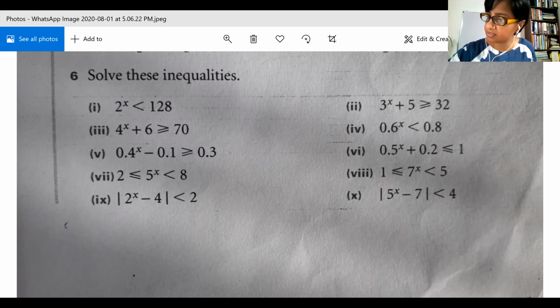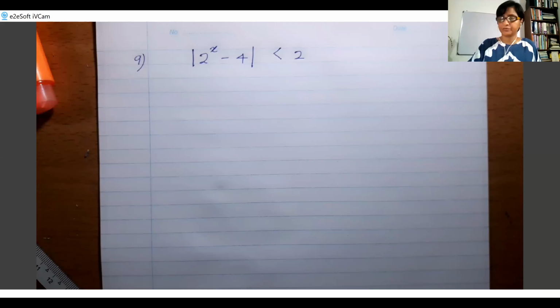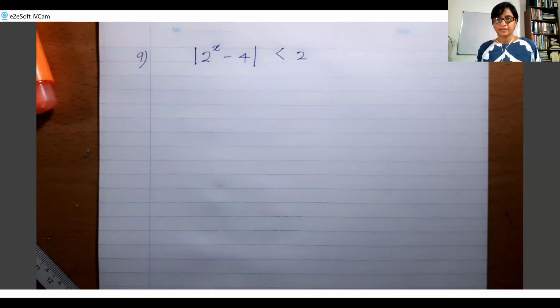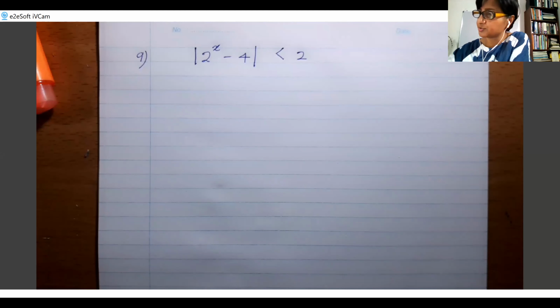Part 9 is 2 to the power of x minus 4 is less than 2. That's what you have. Let us go to the writing pad. Okay, I hope you can see it. Now, the first thing you have to know in order to solve this inequality is this thing. Let me write it on the side here for you.